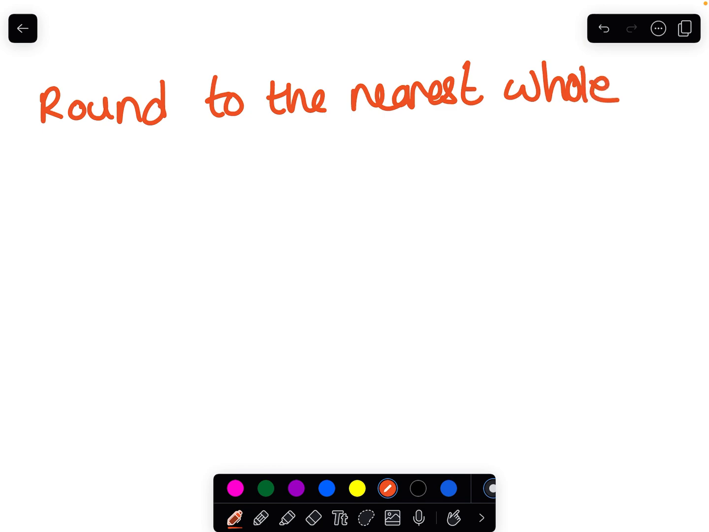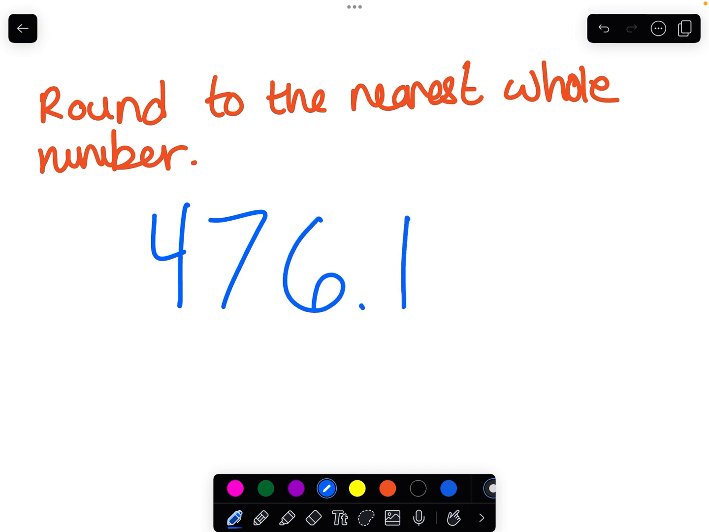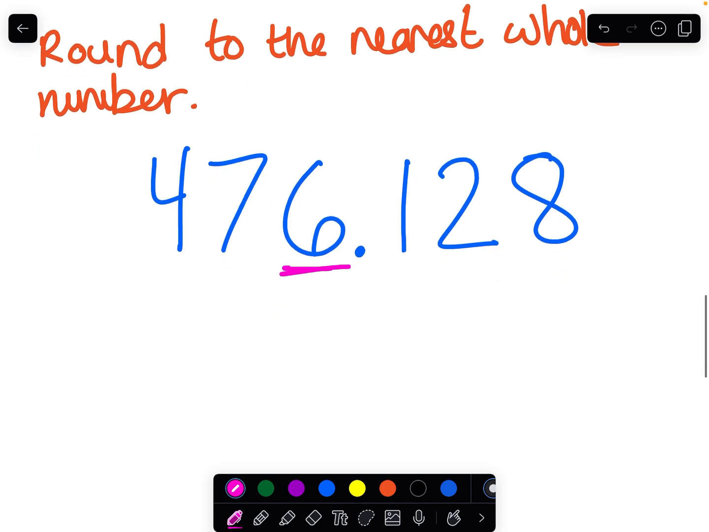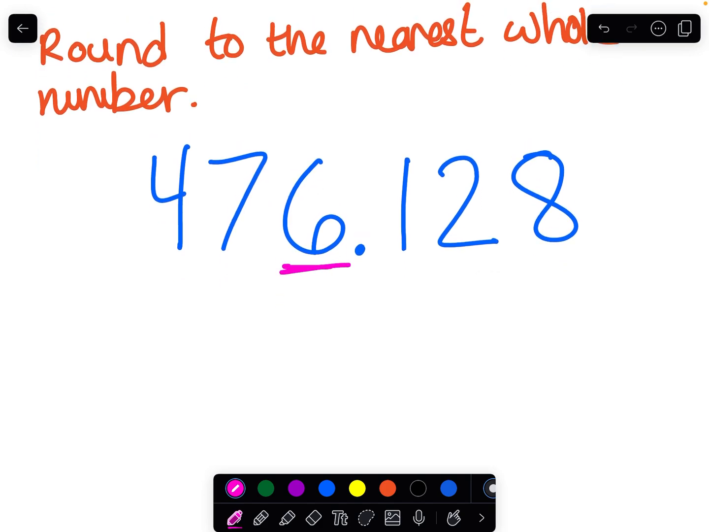But what if you're asked to round to the nearest whole number? I know I don't have the best handwriting here. Let's say you have the number 476.128. Look at that number. Now you're being asked to round to the nearest whole number. The thing is, when they say whole number, what we're really referring to is the ones place, because that actually is the nearest whole number, the ones place. So when we're asked to round to the nearest whole number, think that you're being asked to round to the nearest 1. We just don't really say it like that, okay?